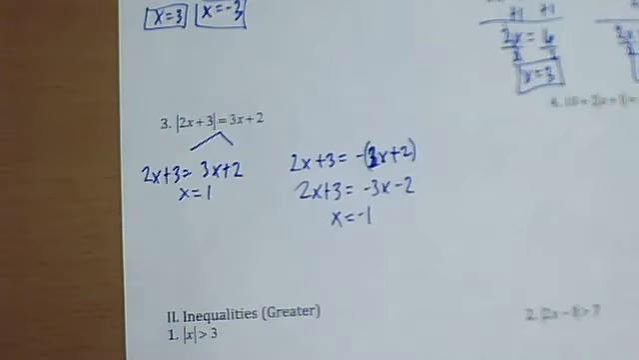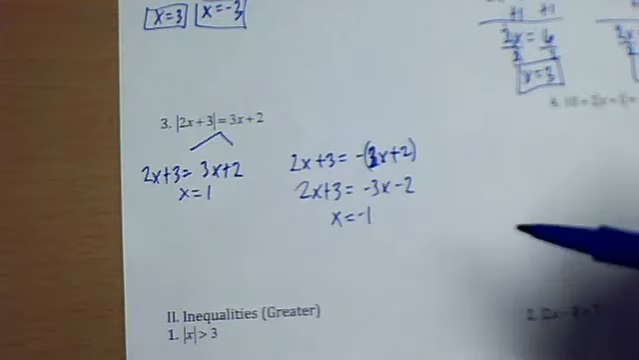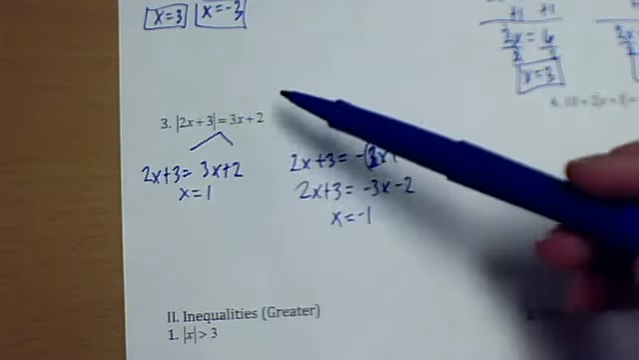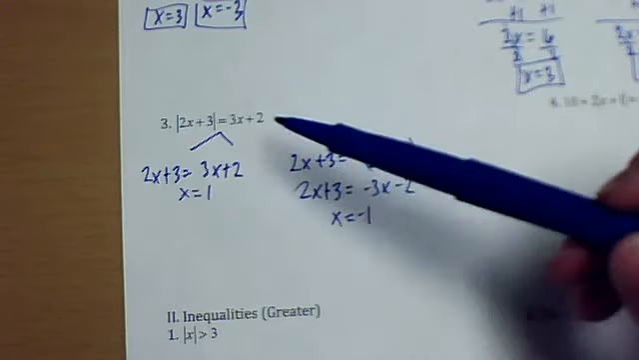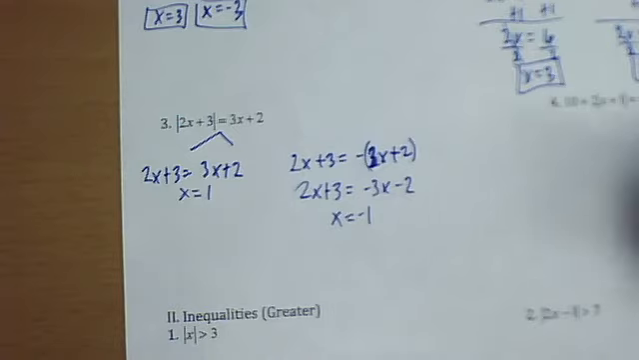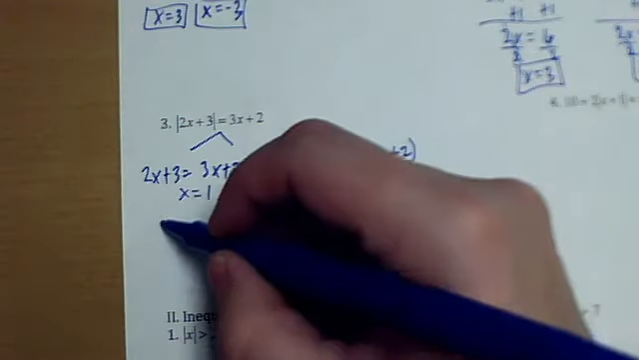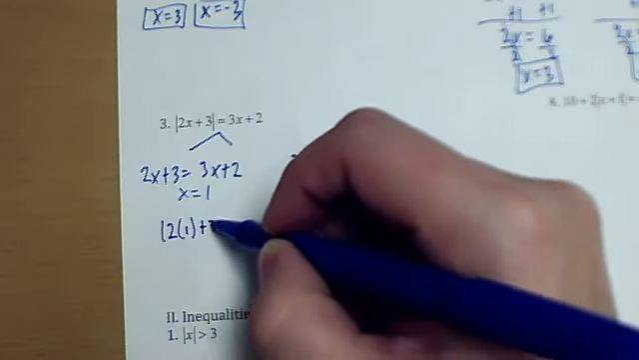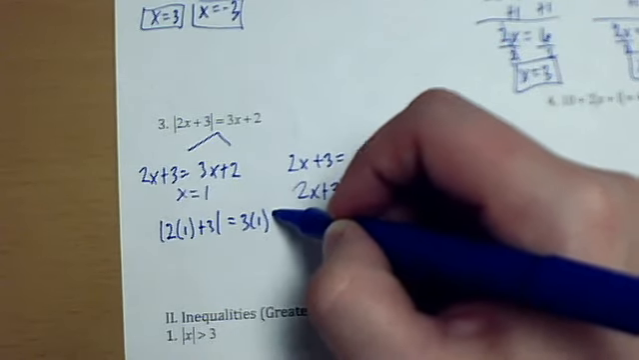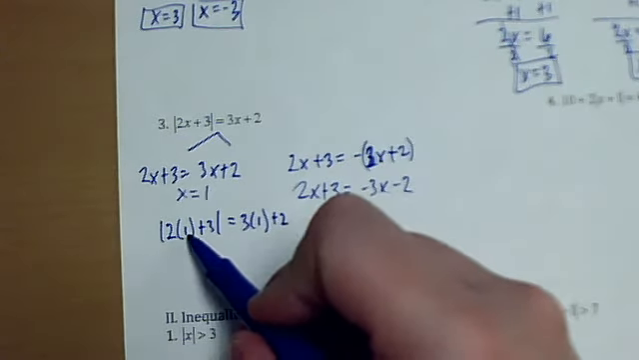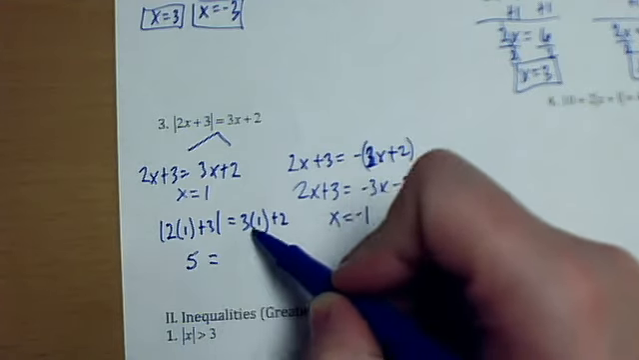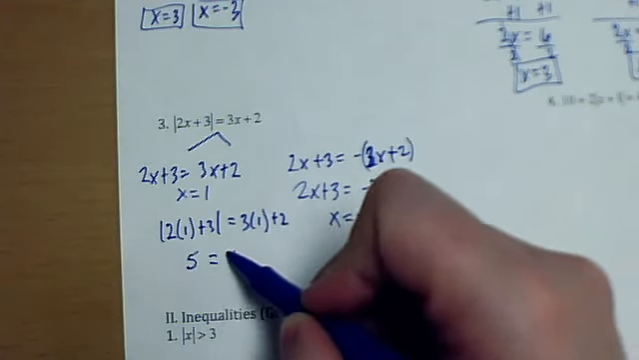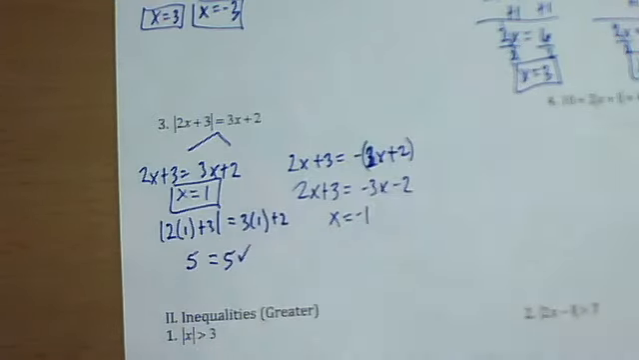In this case, though, you need to check them for sure on both sides. Plug these back in, because this variable right here, depending on what number we get, could be negative, which would make it not true. So when we plug these back in, I get 2 times 1 is 2 plus 3 is 5, and the absolute value of 5 is 5. 3 times 1 is 3 plus 2 is 5. So that one works. We're good.